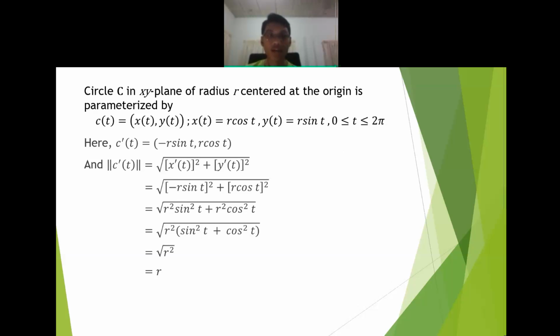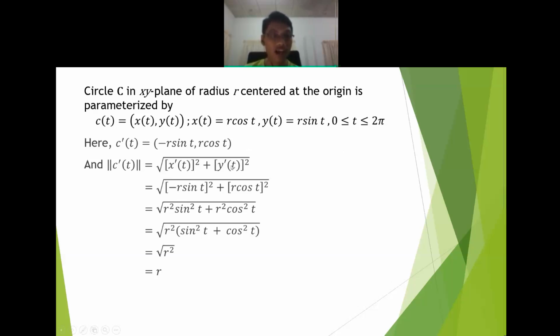Okay, here we have circle C in the xy plane that has the radius of r centered at the origin, which is parameterized by c(t) equals x(t) and y(t), where x(t) equals r cos t and y(t) equals r sin t. Since the figure shows us a circle, the limit for our line integral is from 0 to 2 pi. Moving on, here we have c prime(t), which equals x prime and y prime. Hence, we get negative r sin t and r cos t.